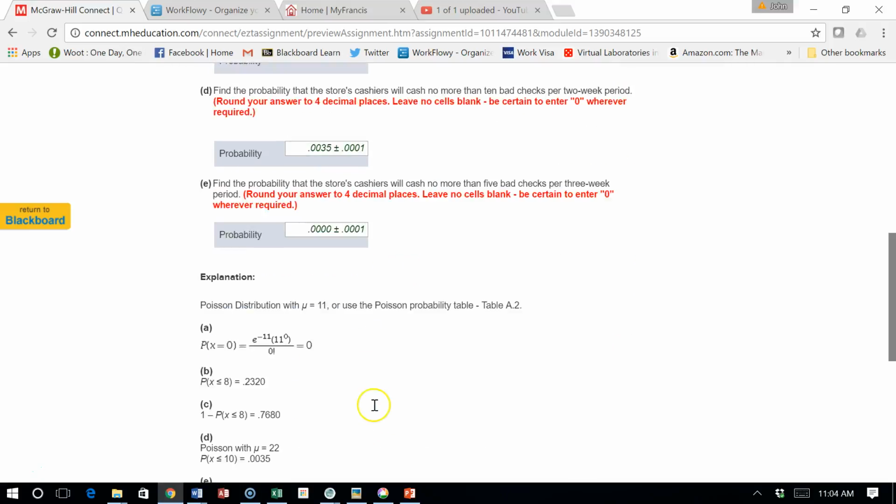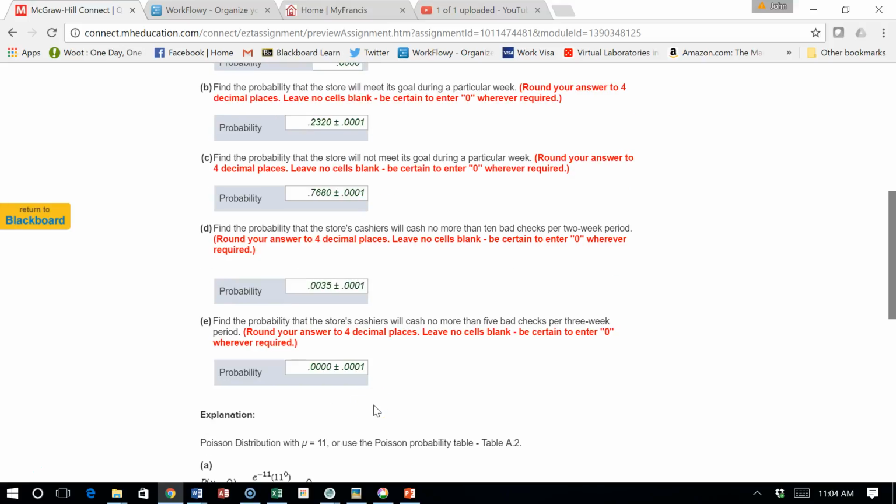So all this logic is the same for binomial and for Poisson. We need to use the formula, and we need to figure out what it's looking for. If it's looking for equal to something, we're going to use the formula and then use false. If it's less than or equal to, we'll use the formula and true. If it's greater than, it's going to be 1 minus, and it'll be true.